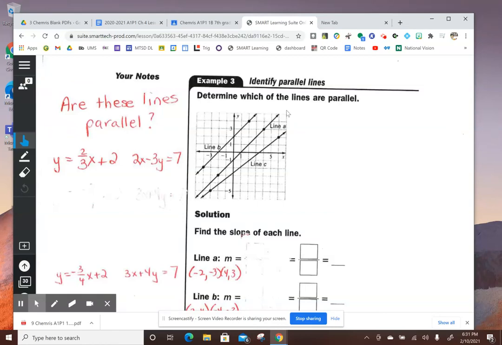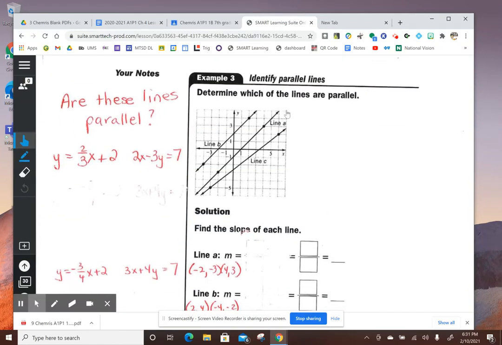Okay, guys, if you turn to page 20, this is page 20, we're going to go over how to identify parallel lines. Now, parallel lines have the same slope. So if we look at example 3, we see line B, line A, and line C. And it looks to me like line A and B are parallel, just looking at the picture.